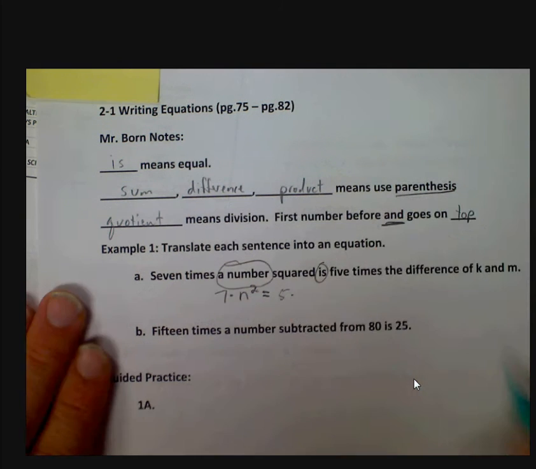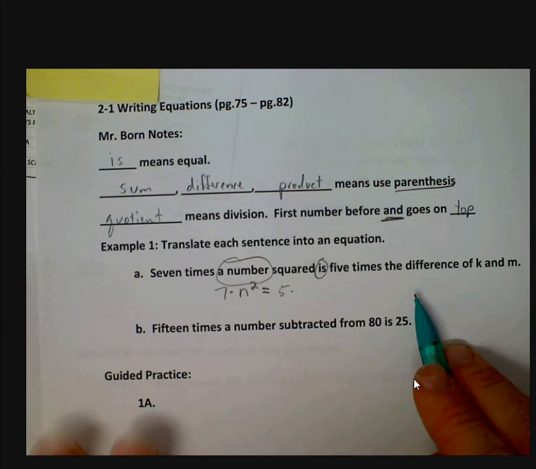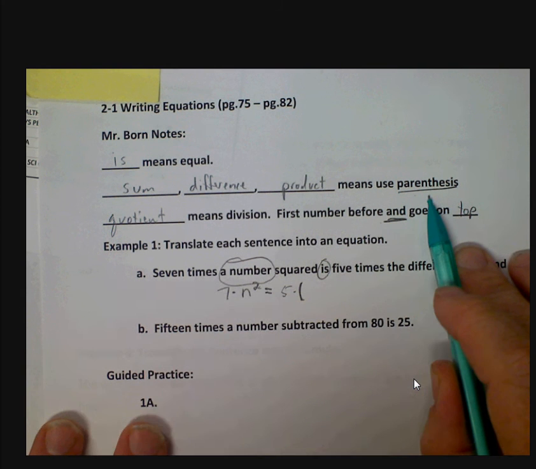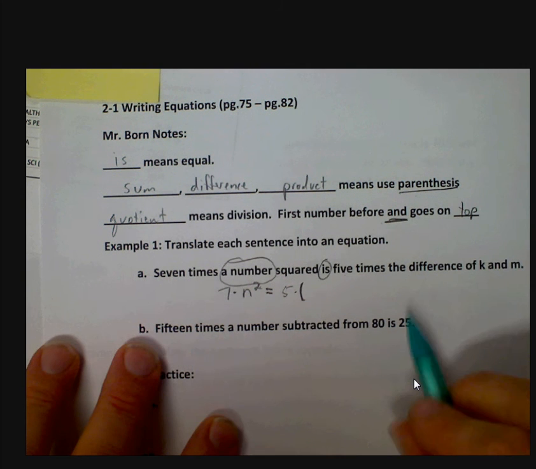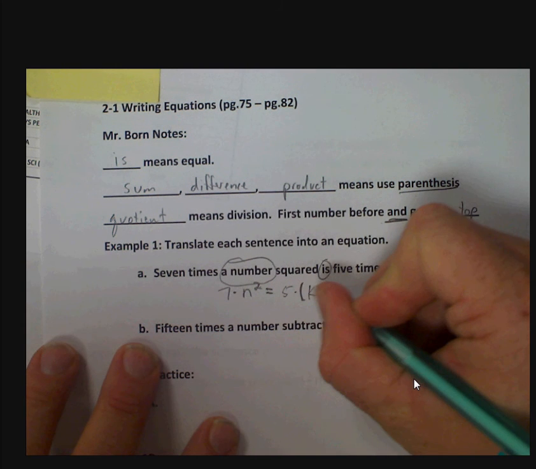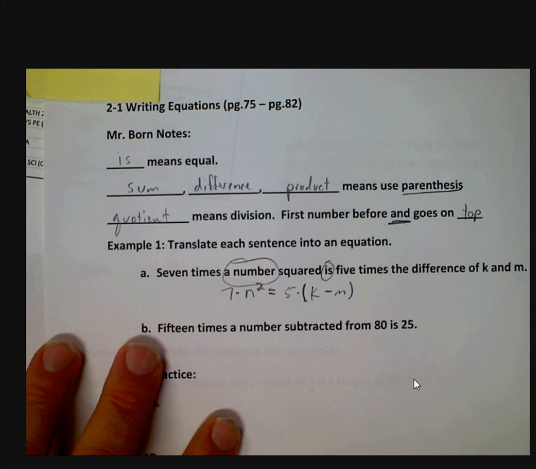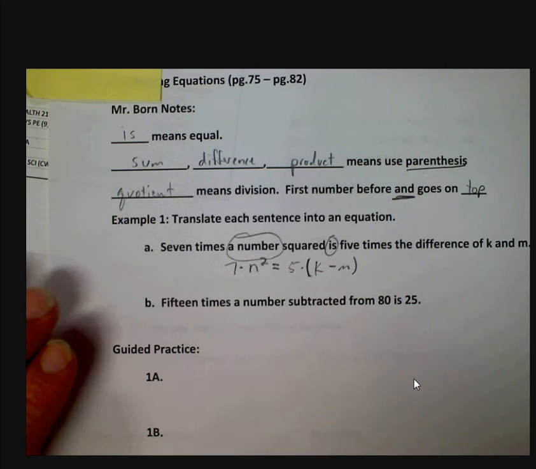5 times the difference. The difference has to be in parentheses. That's why I said that up here, and the book does not do that good of a job of specifying that. So it's the difference of k and m. Difference means to subtract. That's letter A.